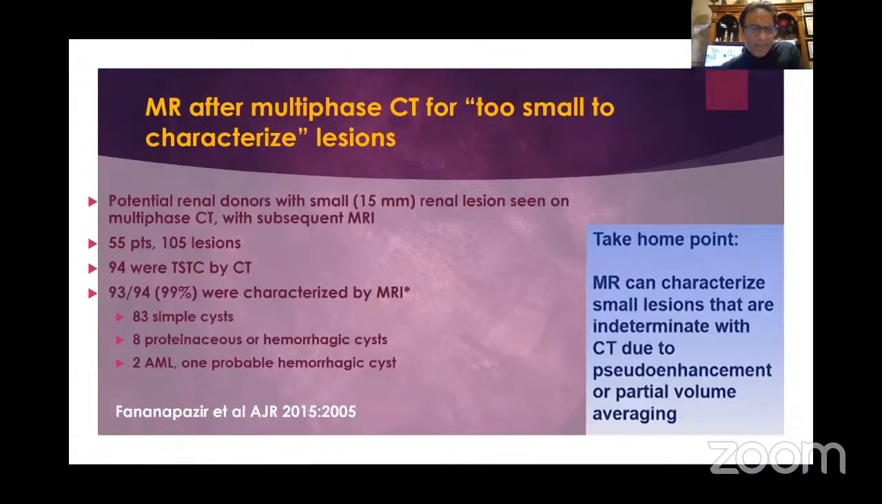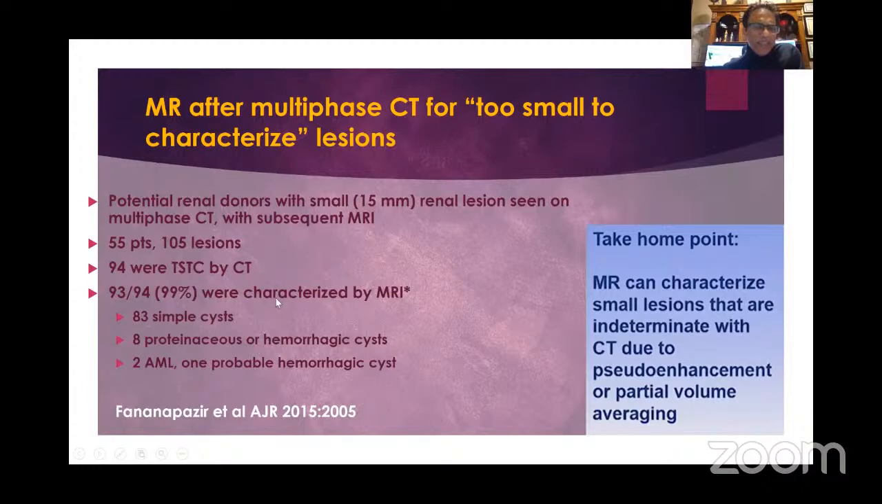There was this study done for potential renal donors, which is very important because we don't want to transplant any kidneys with renal lesions. There were 105 lesions with an average size of 1.5 centimeter in 94 patients, and all these patients had CT scan with subsequent MRI. On CT scan, 94 of these 105 lesions were TSTC, that is too small to characterize by CT.